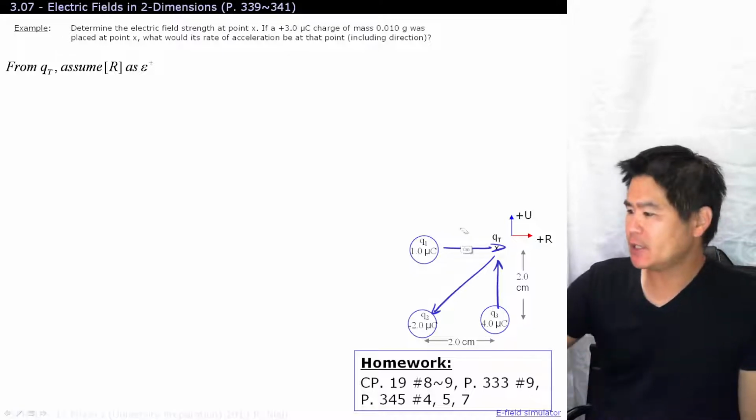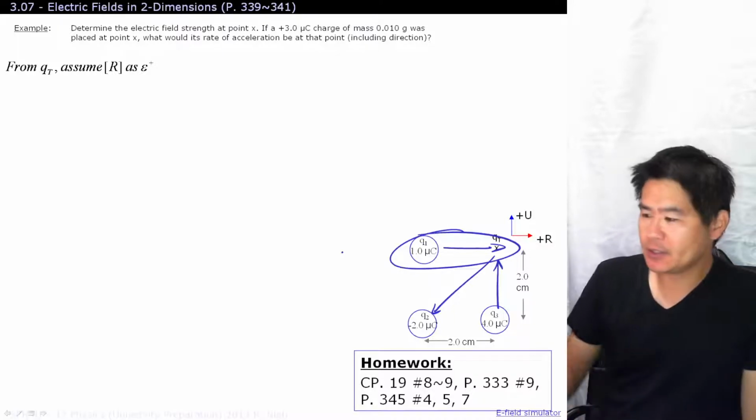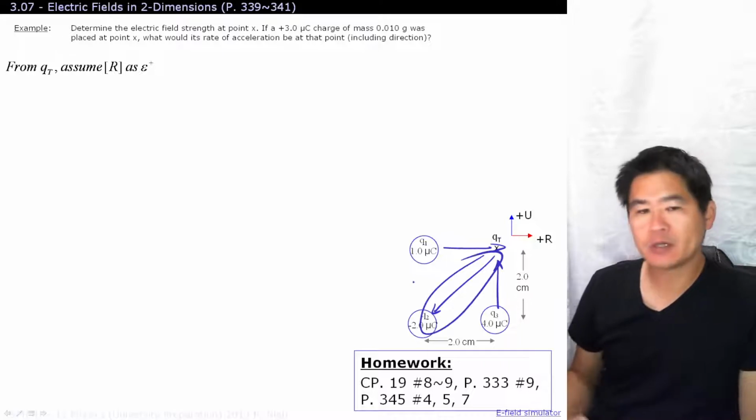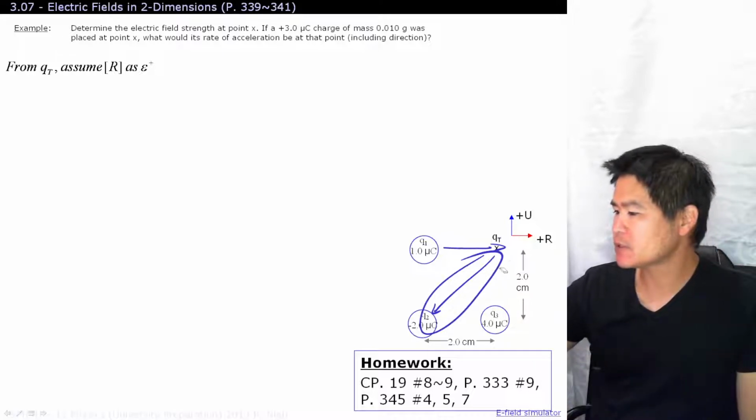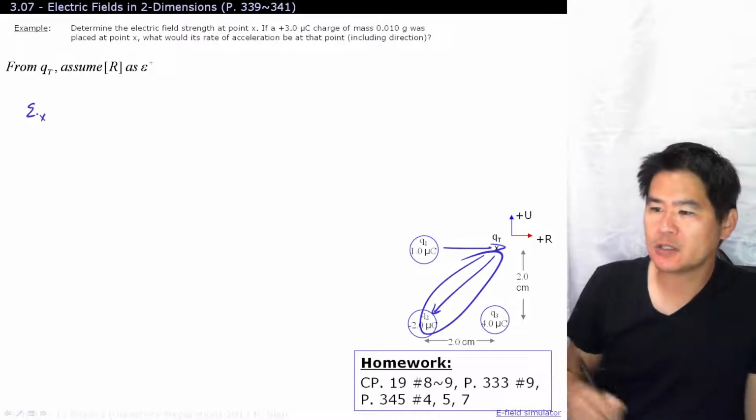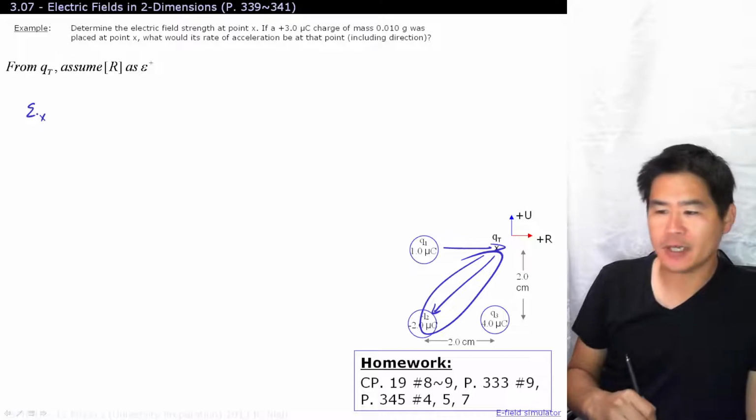As you may have guessed, this vector over here is probably the easiest to calculate because it's just the straightforward answer, but this one over here will be quite challenging. Okay, so let's go off and figure out what is the E field in the X dimension here.